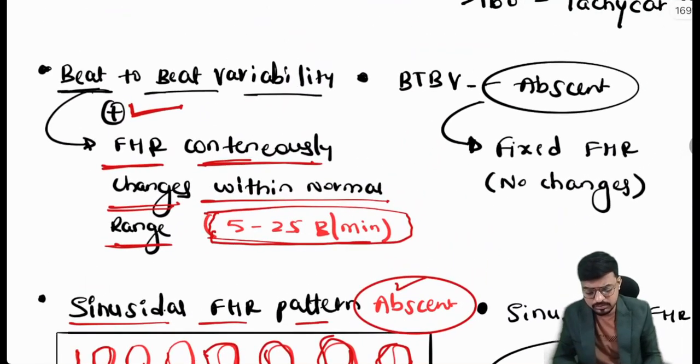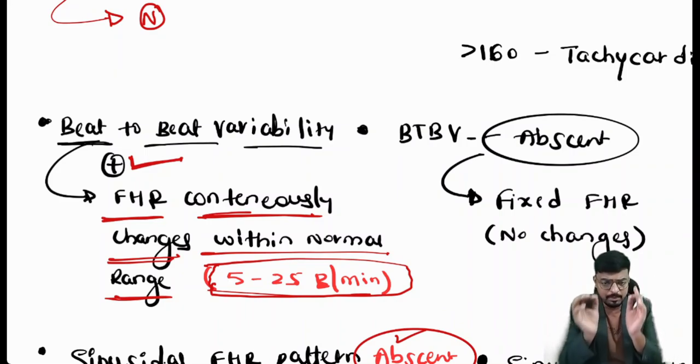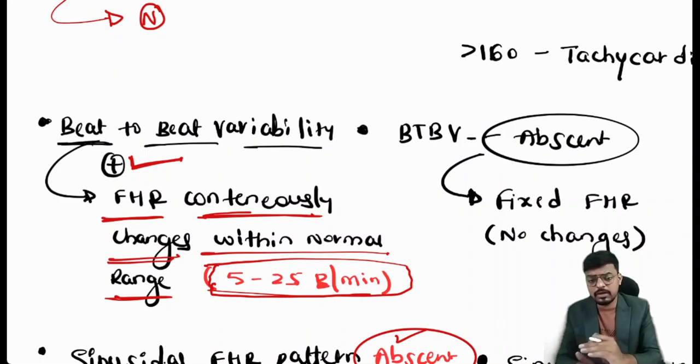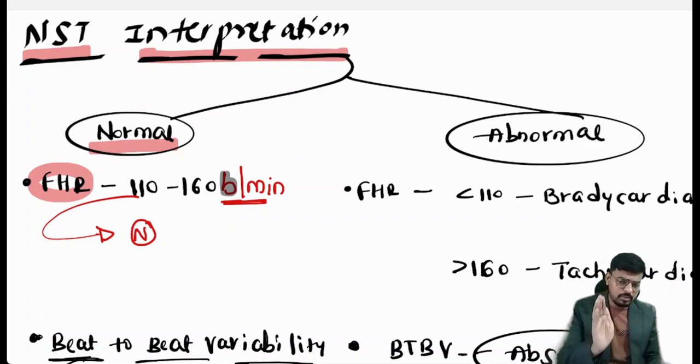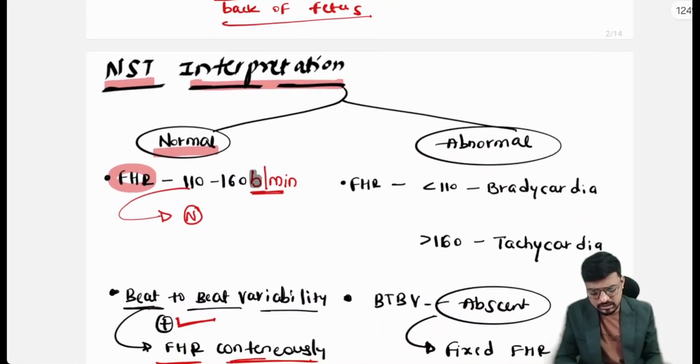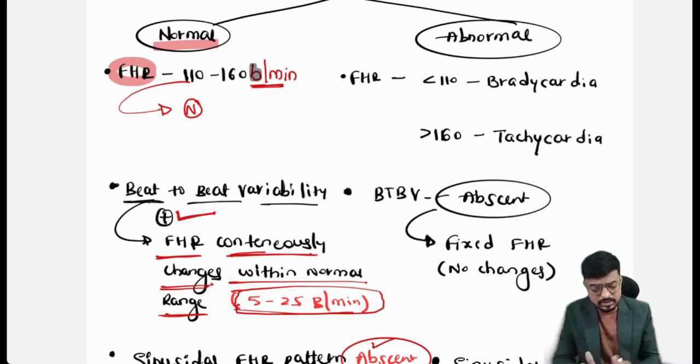Along with that, the beat to beat variability means the fetal heart rate is changing continuously within the normal range. It should not be stagnant or fixed. Then the fetal heart rate should be within the normal range of 110 to 160 beats per minute. Now let's study the abnormal NST interpretation. But as I told you, normally the fetal heart rate should be within 110 to 160.